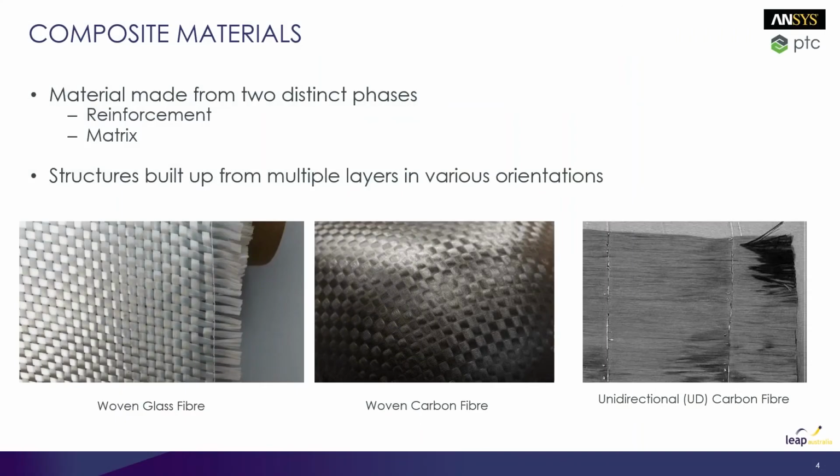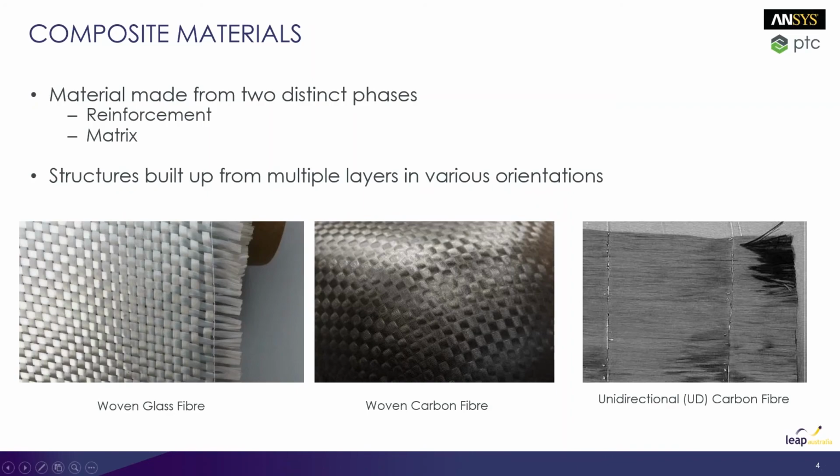So just before we begin, a few definitions so we're all on the same page. So composites, what is a composite? It's just a material that's made up of two different materials. They can take a lot of different forms. Generally, the two materials will serve two very different purposes.